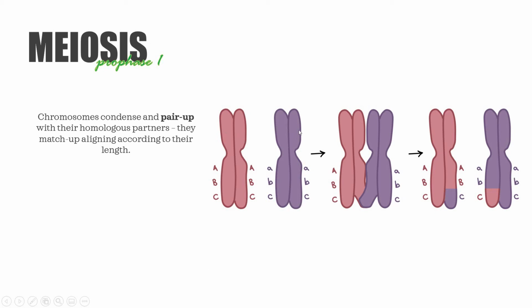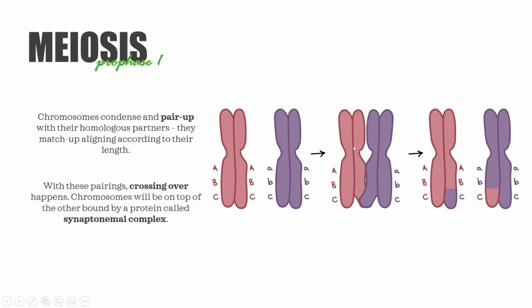So, the red chromosome and the blue chromosome are homologous because they have the same length and their sites are fitting. Ayan, so A, B, C, and so on. So they're homologous. And then they're going to pair up. So yun pala yung term. They paired up. Nagpares sila. Now with these pairings, crossing over happens.